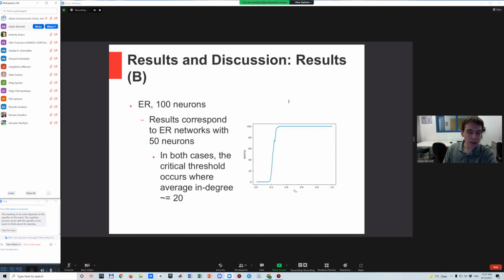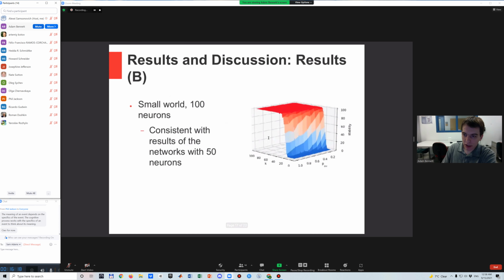Which leads to the next part, the second set of experiments, where we had 100 networks, 100 neurons per network. Again, here's the ER network's results. Nothing too unexpected. We have our critical threshold around 0.2 here, which is completely in line with the smaller networks, since the average degree for 0.2 PER for 100 neurons is the same as for the 50 neuron network with PER of 0.4. And our small world network is also pretty much in line with what we would expect.